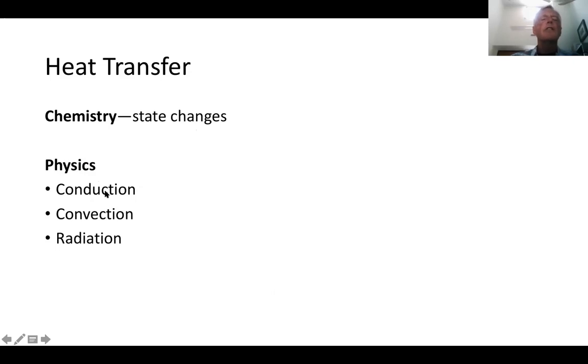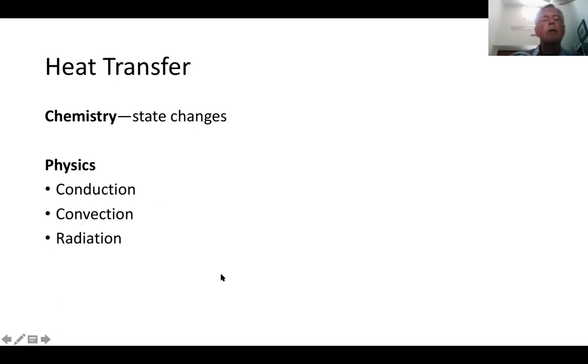Conduction is simply the flow of heat from one body that's in contact with another body. Convection is the flow of heat through mass movement. So the flow of heat through a wind, for example, is convection. And radiation is the flow of heat through radiant energy. So for example, from the sun to the earth, heat gets from the sun to the earth through radiation. So these are the three ways in physics that heat moves.